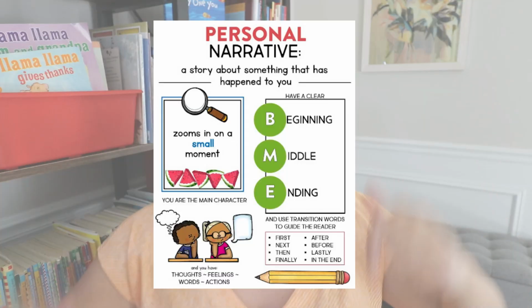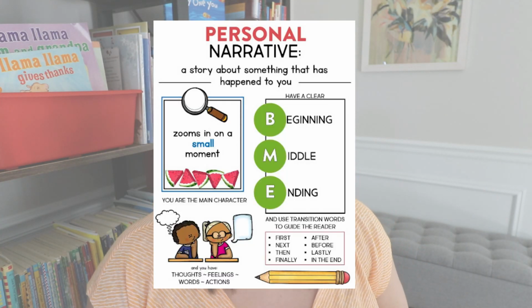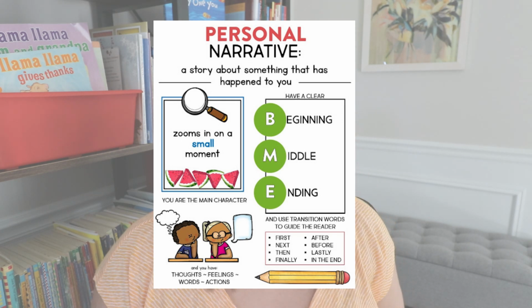Now, if we look back at that anchor chart for personal narratives, you can see that you are the main character and you have thoughts, feelings, words, and actions. Now, I definitely don't have students add all 4 of those on one day, so I like to spread it out and give students options. But on the first day, I like them to think about their feelings, their actions, and some of the thoughts they may have had during this personal moment.